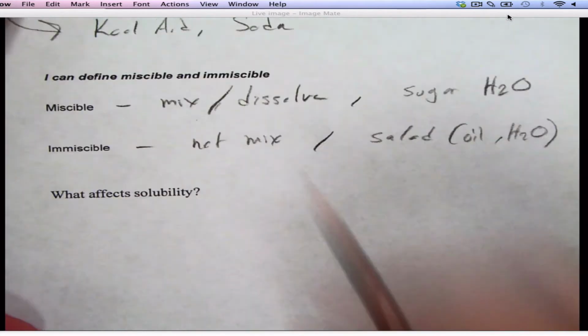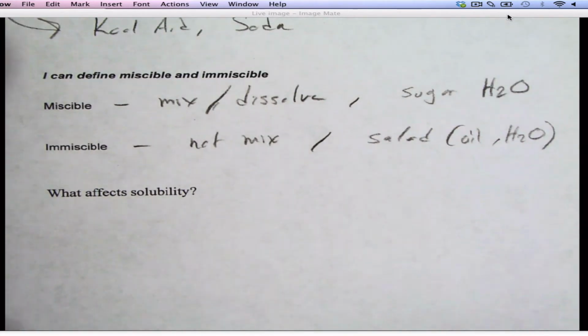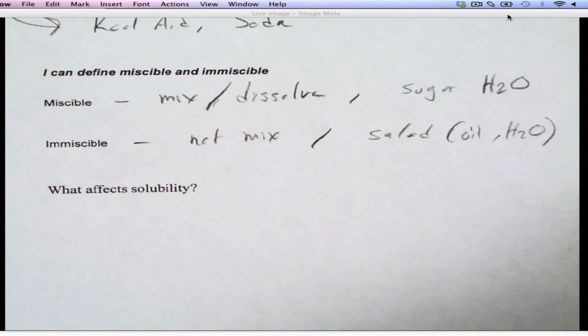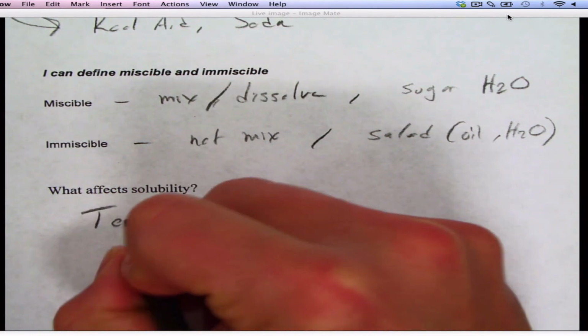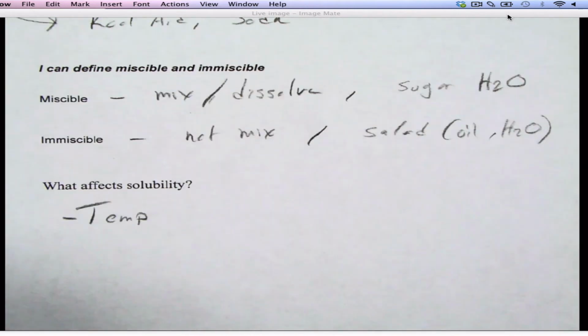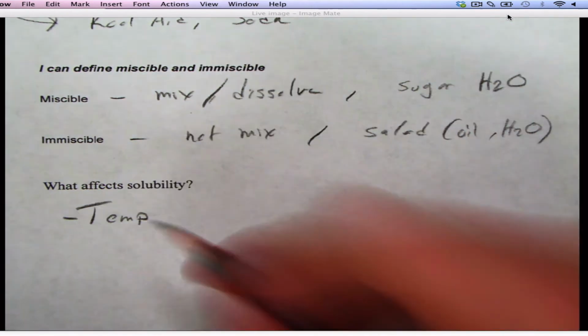So what things affect whether something can mix or not mix? A couple of things can affect that. The first thing would be temperature. Obviously, the hotter something is, usually you can mix more.